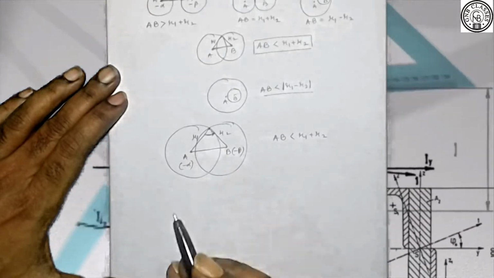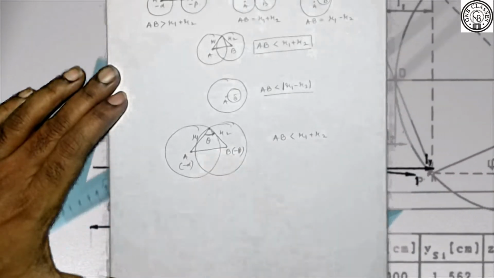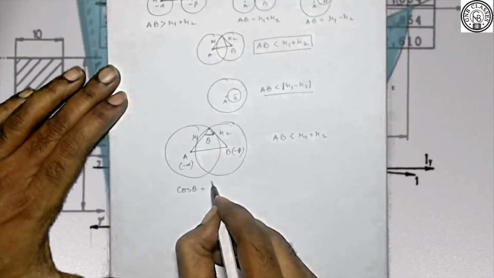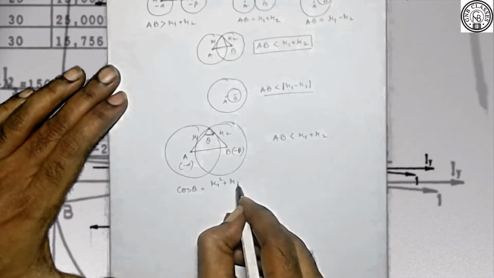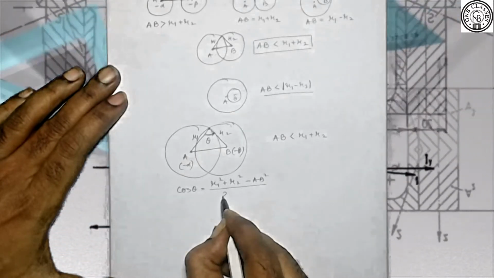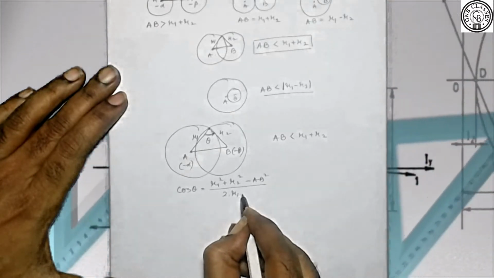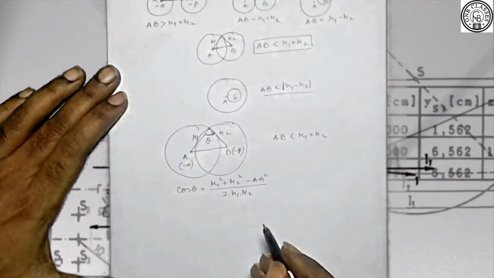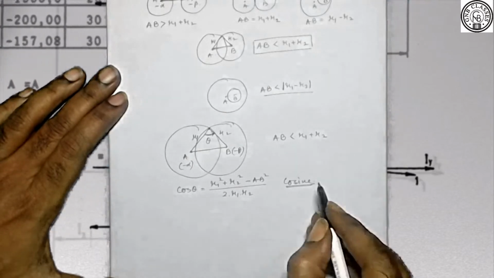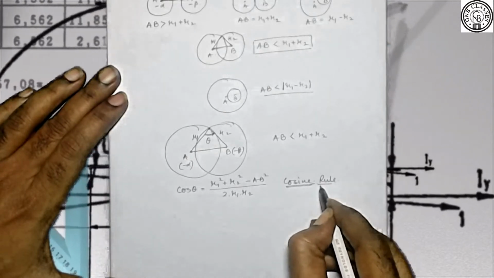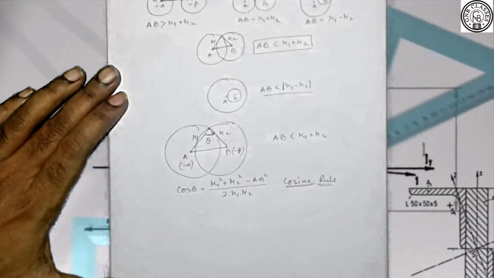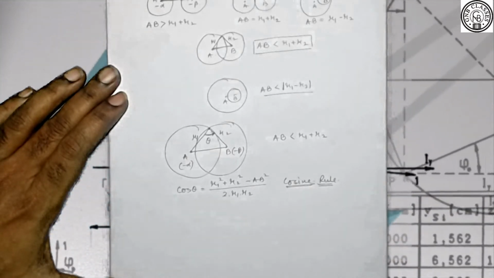How to find it out? Look at it carefully. Let us say this angle is theta. We know that cos theta is nothing but R1 square plus R2 square minus AB square divided by 2 times R1 into R2. Tell me yes or no. This is nothing but the cosine rule. So, in this case, your cos theta is nothing but R1 square plus R2 square minus AB square.